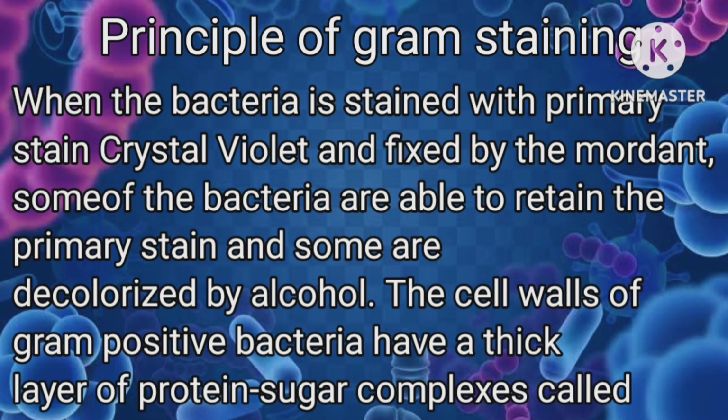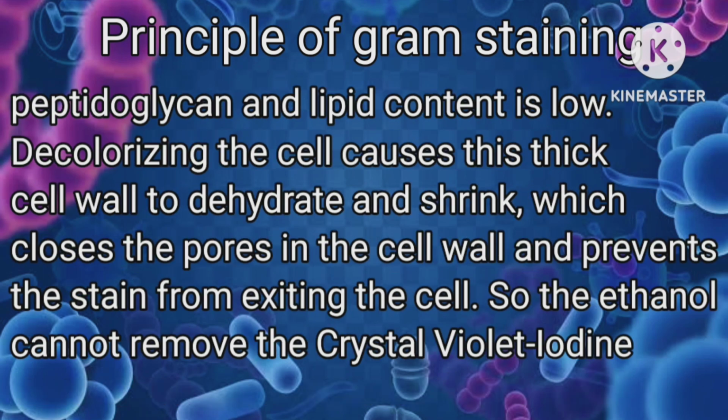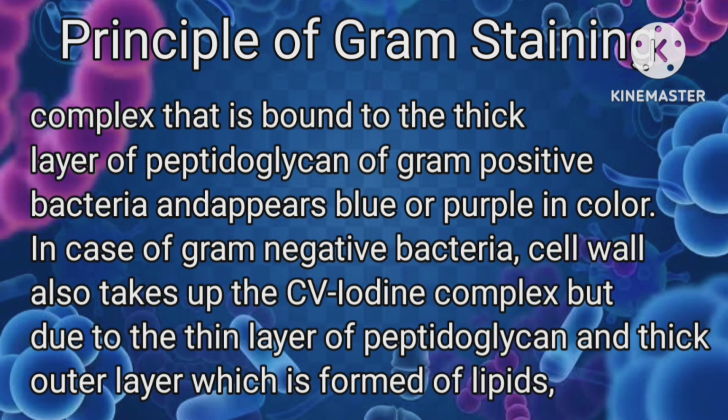When the bacteria are stained with primary stain crystal violet and fixed by the mordant, some of the bacteria are able to retain the primary stain and some are decolorized by alcohol. The cell walls of gram-positive bacteria have a thick layer of protein-sugar complexes called peptidoglycan, and lipid content is low. Decolorizing the cell causes this thick cell wall to dehydrate and shrink, which closes the pores in the cell wall and prevents the stain from exiting the cell.